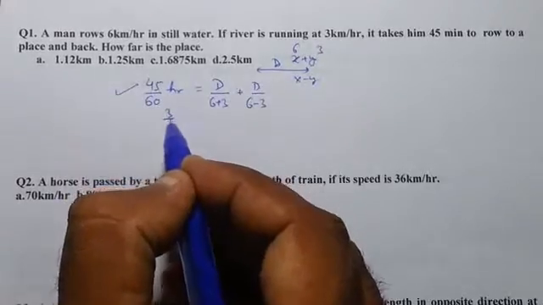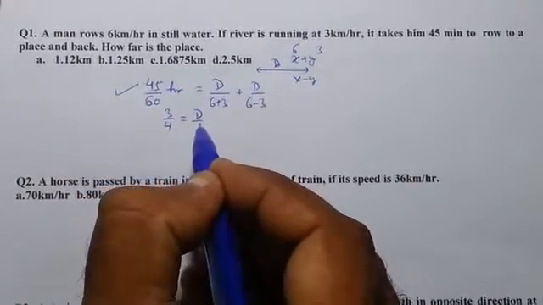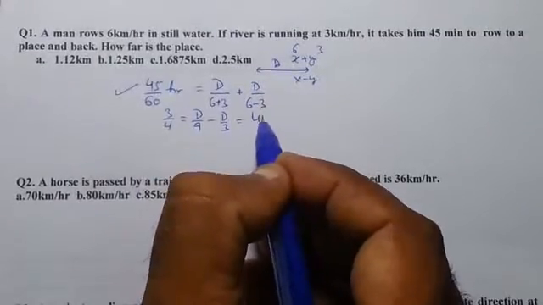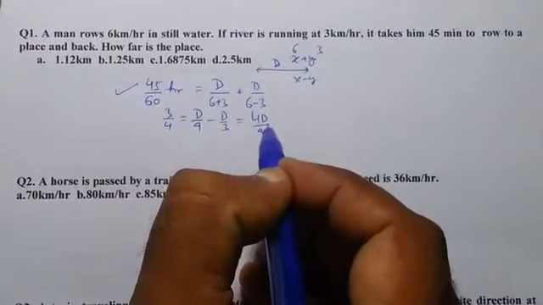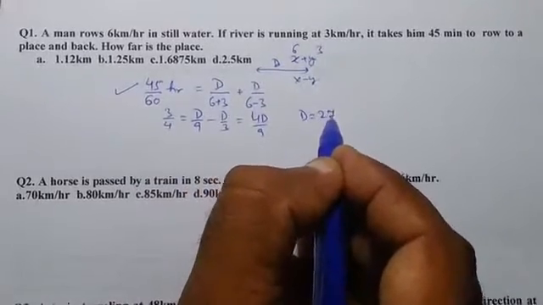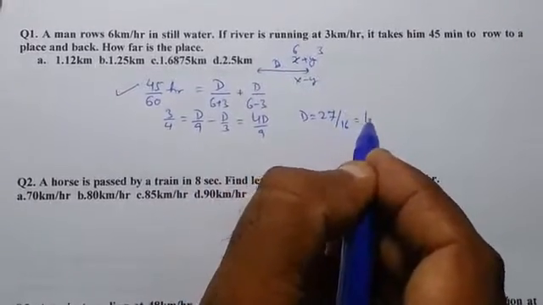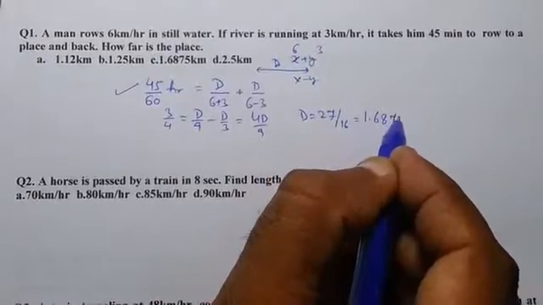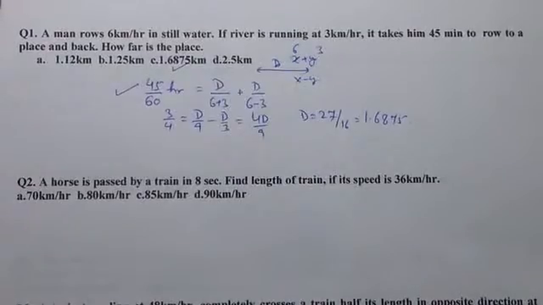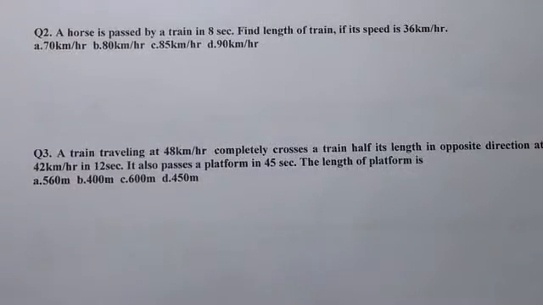So this is equal to 3 upon 4. 3 upon 4 is equal to d upon 9 plus d upon 3. And this comes to 4d upon 9. So 4d upon 9 is equal to 3 upon 4. So d comes to 27 upon 16, and that is equal to 1.6875. So this is the answer to the first question. Now let us see another question.